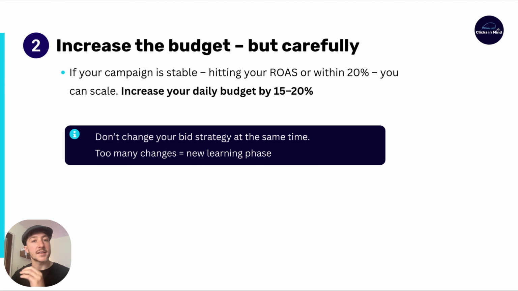If your campaign is getting stable results and you're happy with the ROAS, you can scale and increase your daily budget by 15 to 20%. If you are working with smaller budgets like $20 or $30 per day, your increases can also be a little bit bigger. But here it's important, try not to change your bid strategy or your target ROAS at the same time, because too many changes to the algorithm just start a whole new learning phase.